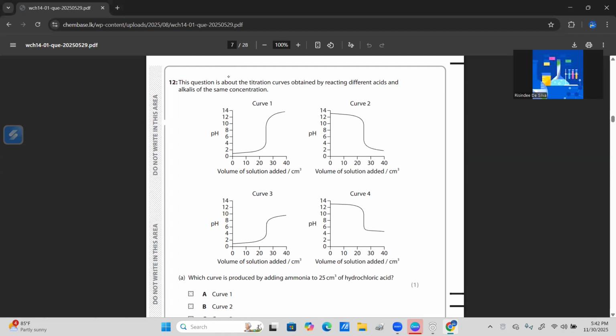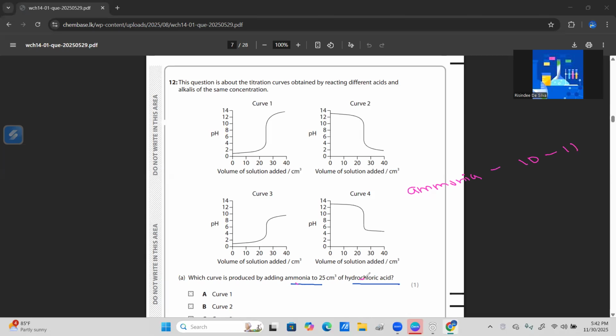So if you take the 12th one, this question is about the titration curves obtained by reacting different acids and alkalis of the same concentration. Which curve is produced by ammonia and hydrochloric acid? So children, there's another theory part you should know. When you have a weak base, right, the reaction will start or stop at 10 to 11.